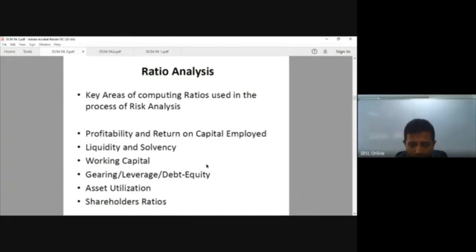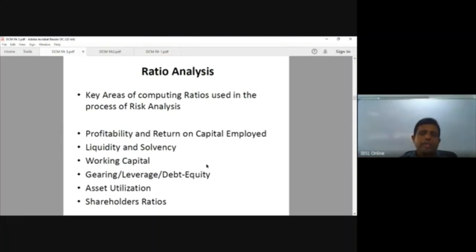If you take ratio analysis, what we do under ratio analysis can normally be categorized into 6 categories. We calculate ratios under profitability. We calculate ratios under liquidity and solvency. We calculate ratios under working capital. We calculate ratios under gearing. We calculate ratios under asset utilization. And finally, we calculate ratios under the shareholders or investors category.